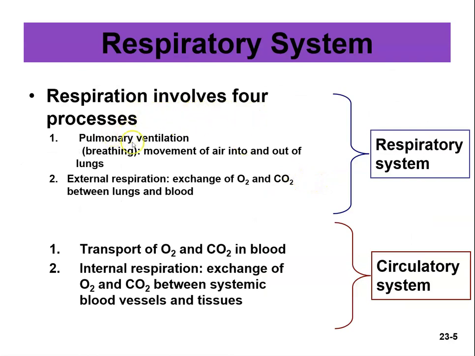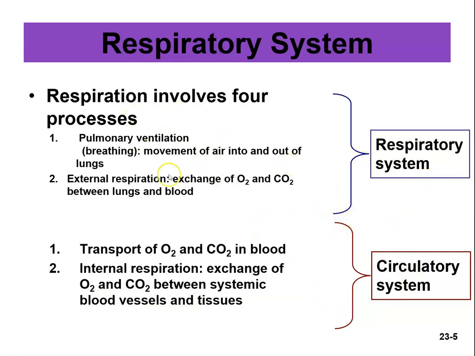Respiration involves 4 processes. Pulmonary ventilation is breathing, the movement of air into and out of the lungs. You have external respiration, the exchange of oxygen and carbon dioxide between lungs and the blood. So that's the respiratory system. The circulatory system transports your oxygen and carbon dioxide in the blood. You have internal respiration, where exchange of oxygen and carbon dioxide between the systemic blood vessels and tissues occurs. So that's how the respiratory and circulatory systems intertwine and work together.